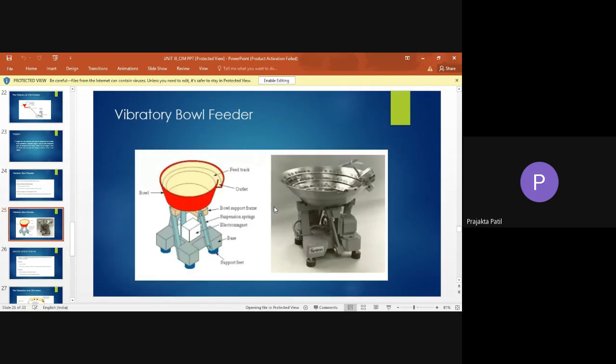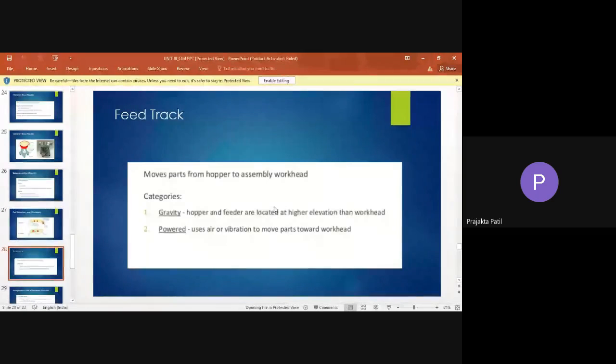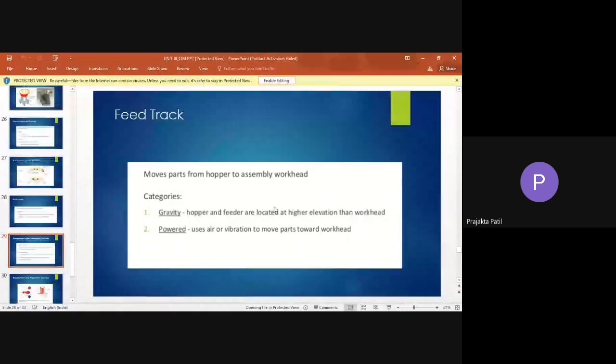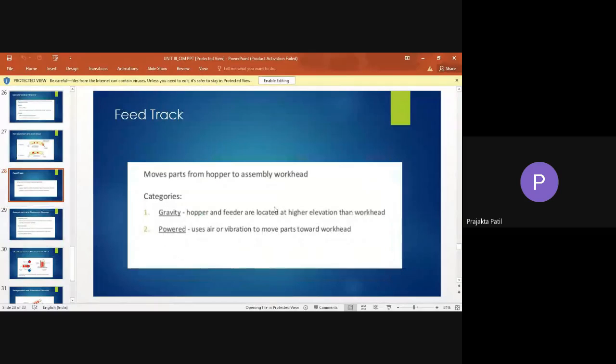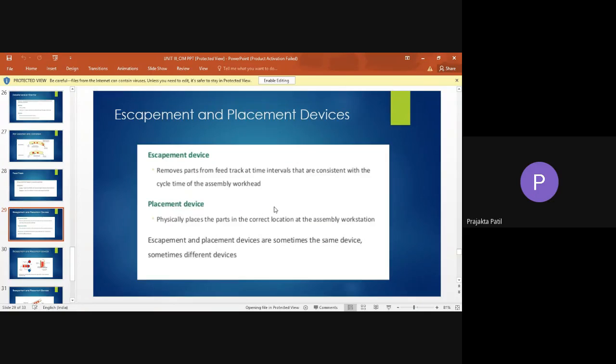Power basically uses air or vibrations to move parts towards the workhead. Yeah. Escapements and placement devices. Escapement devices remove the part from the feed track at time intervals that are consistent with the cycle time of the assembly workhead. A placement device physically places the parts in the correct location at the assembly workstation.